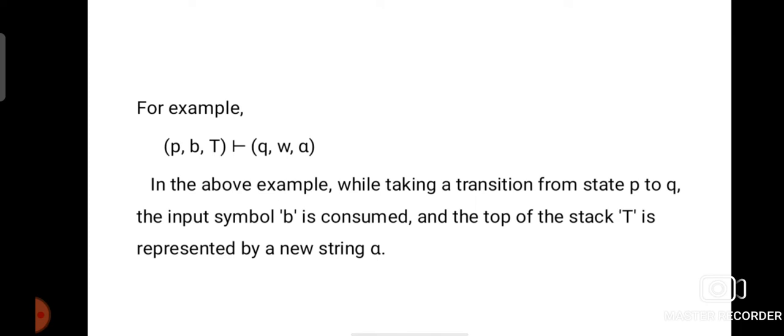That is, the system's current state is P. In this state transition, the system is moving from P to Q by consuming the input symbol B, and in the current state the top of the stack has T. Now as a result of the state transition, T is replaced by A, that is, T will be popped off, and in that place A is pushed onto the stack.